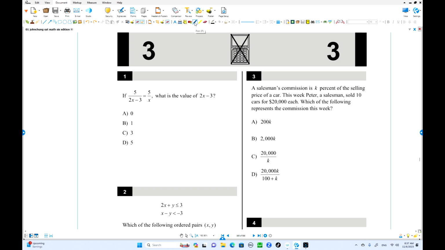Figure out which way is the shortest way, the best way to find the answer. So 5 over 2x minus 3 equals 5 over x. When you see that the numerator is equal and the denominator is also equal, you don't have to use cross multiplication. In this case, just 2x minus 3 equals x. You can solve this one. So x equals what? 3 is the answer.